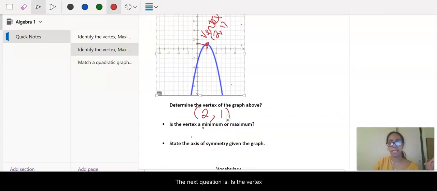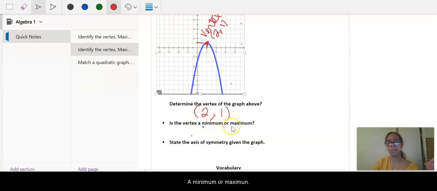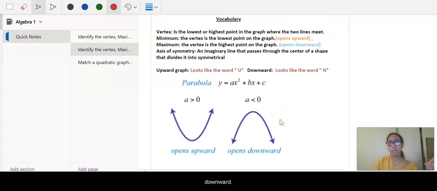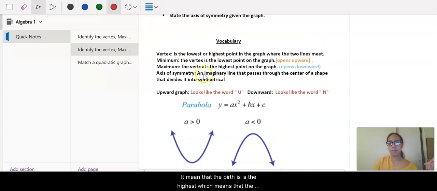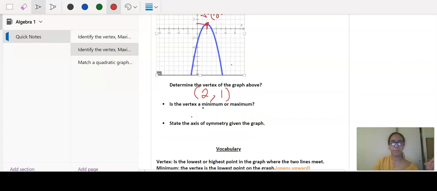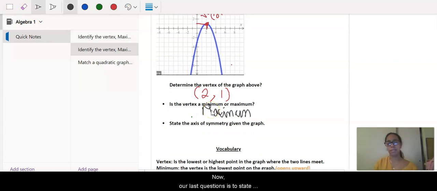The next question is, is the vertex a minimum or maximum? So to determine if it is a minimum or maximum, remember that it's a minimum when the graph has the lowest point. It's a maximum when it has a highest. And because our graph opens downward, it means that the vertex is the highest, which means that the vertex is a maximum. Our last question is to state the axis of symmetry of the given graph.